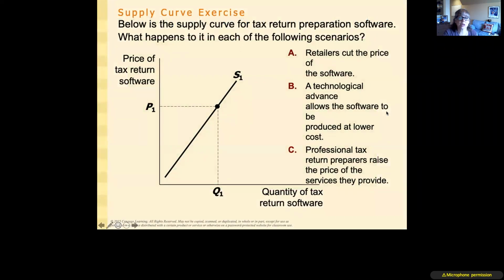All right, so let's do some exercises. We're going to take a look at our nice little supply curve here, and we're going to pretend that we are looking at the market for tax return software. For instance, Quicken makes tax return software. Always very popular about February, right after the new year. So retailers are going to cut the price of that software. It's the first one we're going to look at. Then we're going to look at technology advances, and then professional tax preparers. I'm going to see what happens there.